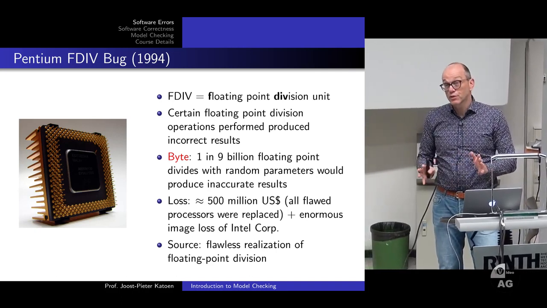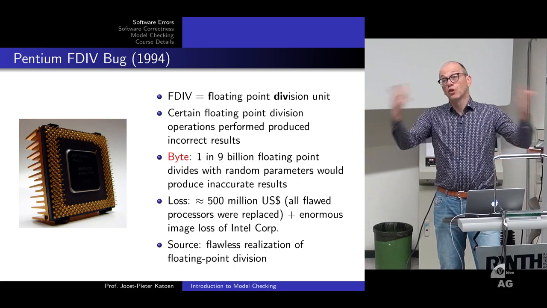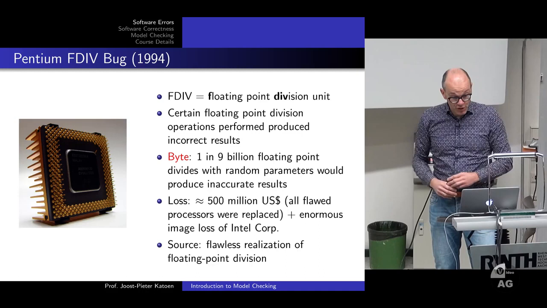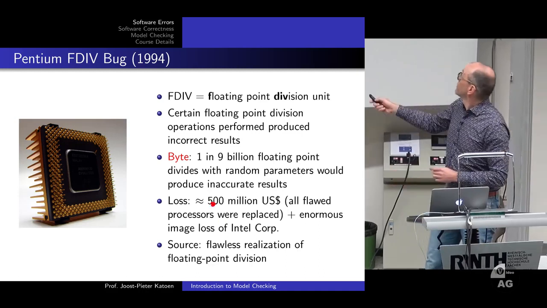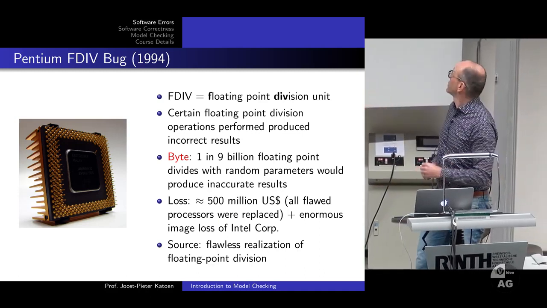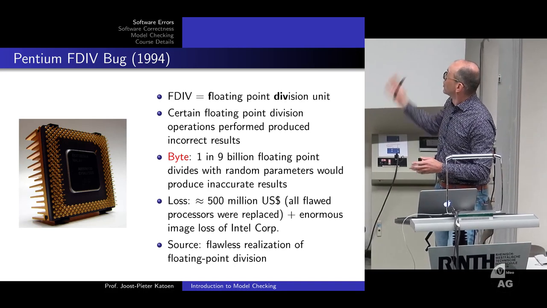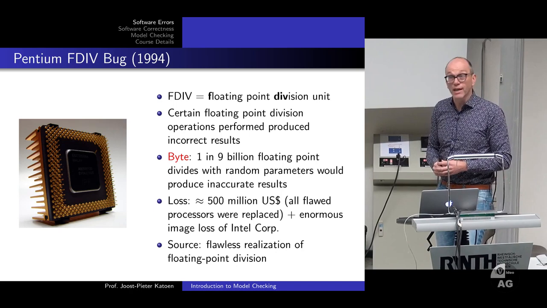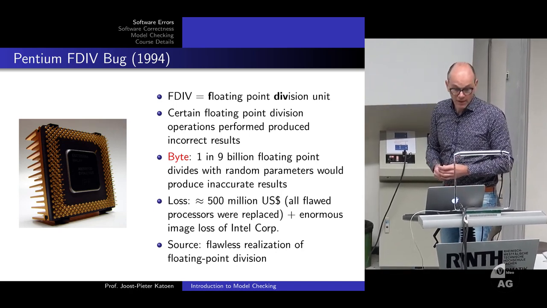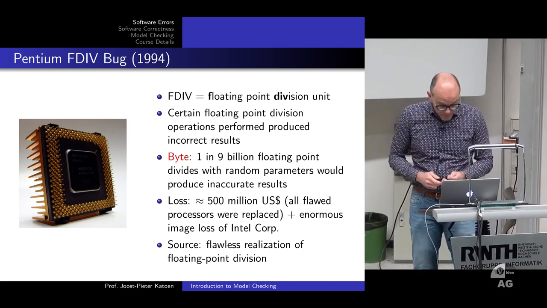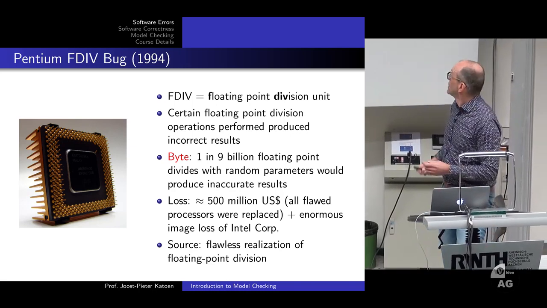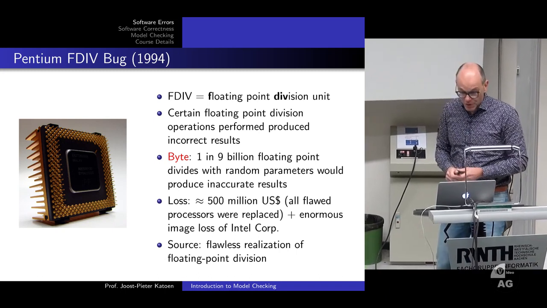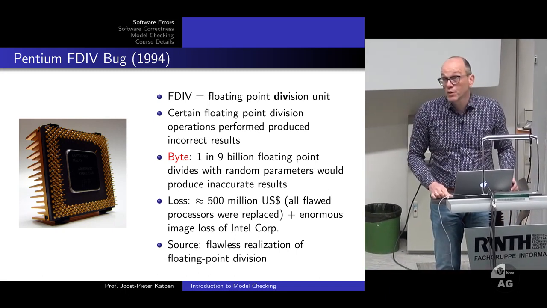And once it was found, Intel had to basically call back all those microprocessors and had to replace them. So this was an enormous thing. This is an estimate, but about $500 million and an enormous image loss. It's not only the economic loss, but it's in particular also the image loss of such a company, which is then very severe. Good. What was the source? The source was the realization of this floating point division, which was not doing exactly what it was supposed to do.